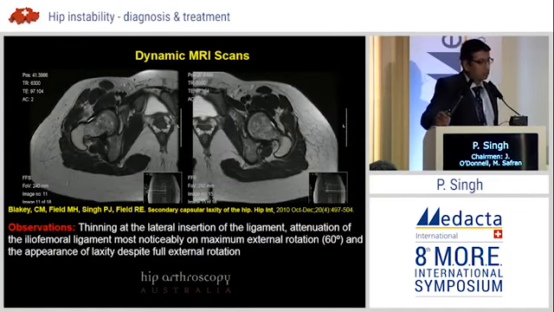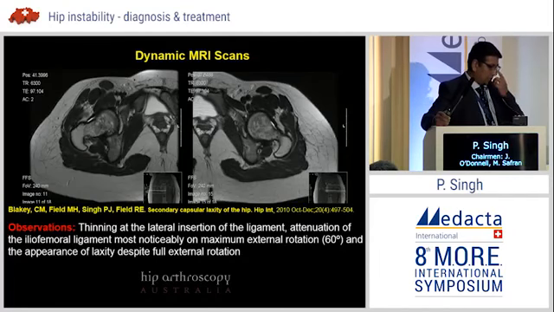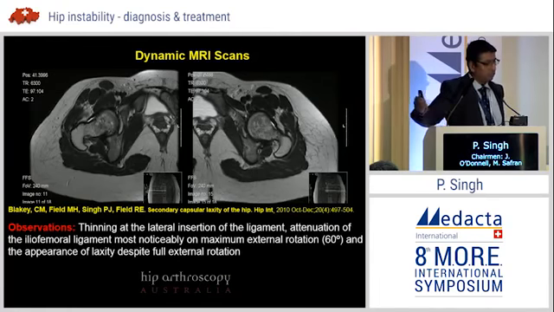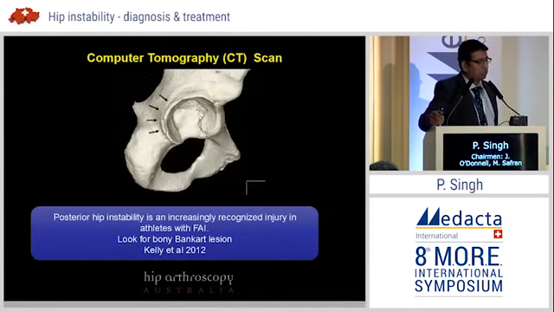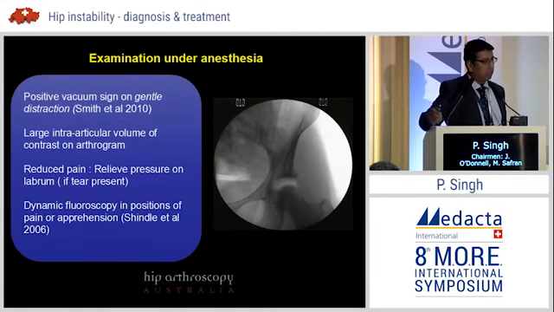In Richard Field's work, when you externally rotate these hips to maximal external rotation, there appears an apparent attenuation of the iliofemoral ligament, which would indicate that the ligament is not being stretched in the position where you would expect it to be maximally thinned. CT scans are useful for posterior subluxation injuries, so I'd encourage you to look at sportsmen, particularly those who have fallen on the flexed knee, where you can get a bony Bankart lesion posteriorly.